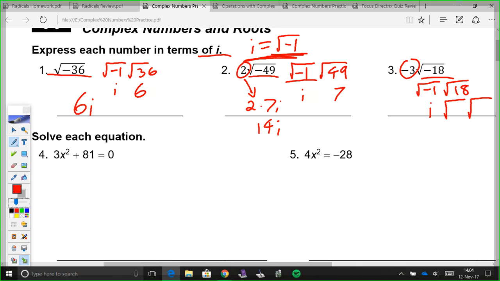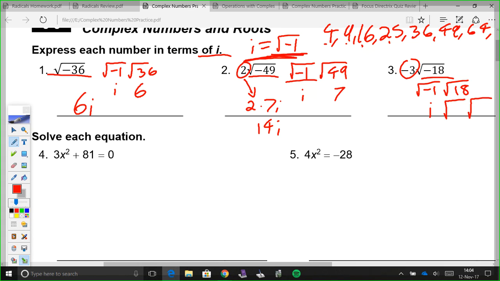Notice 18 is not a perfect square. So you have to try to figure out what perfect square goes into it. We did this in the radicals review, but your perfect squares, if you don't remember, are 4, 9, 16, 25, 36, 49, 64, etc. And why are these perfect squares? Well, 4 is a perfect square because it's 2 times 2. 9 is a perfect square because it's 3 times 3. 16 is 4 times 4. 25 is 5 times 5. And so on down the list. 18 is clearly not among that list. It is not a perfect square. It would give me a decimal if I tried to take the square root of it.